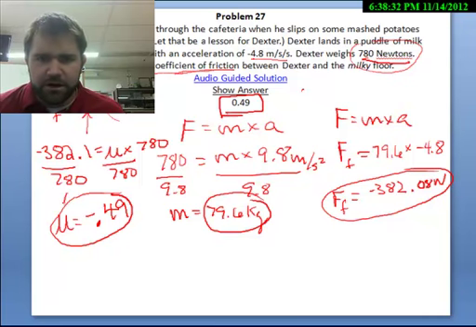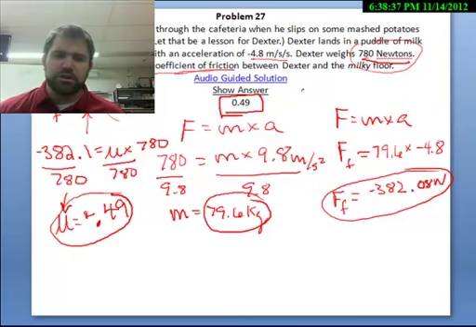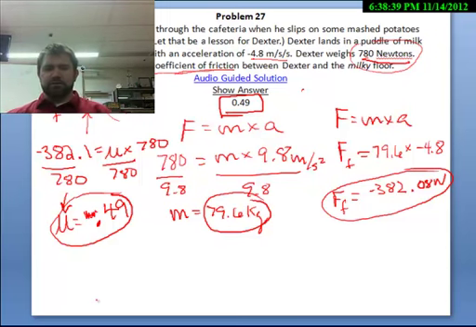Okay, and we can check our answer. They don't have negative written down, but that's because the coefficient of friction is a unitless measurement. So really it's just the absolute value of this. So it is 0.49.